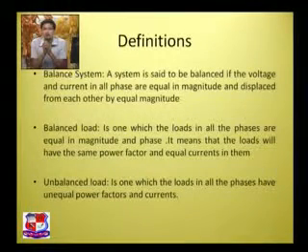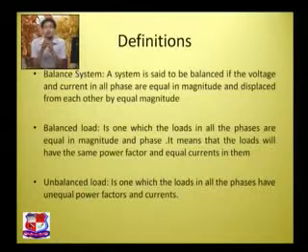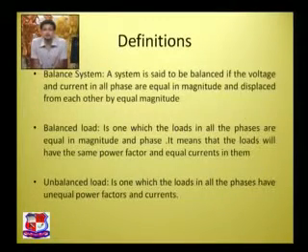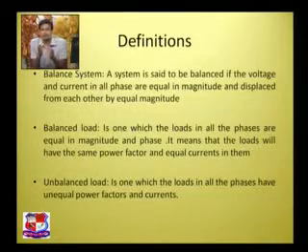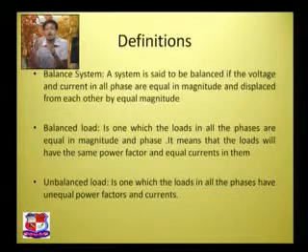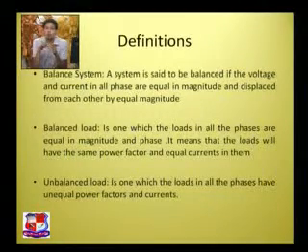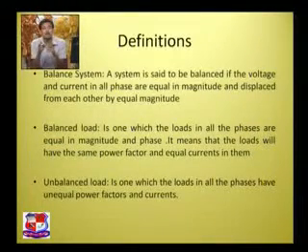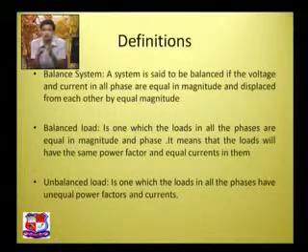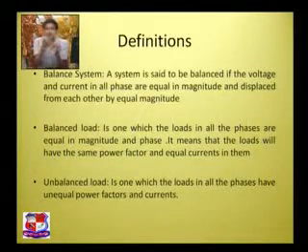Phases are equal in magnitude and displaced from each other by equal magnitude. We call this a balanced system, because the voltage and the current are equal and in phase. We have three conductors, R, Y and B. If the three are 120, 120 and another 120, then the phase difference adds up to 360, the full circle. So 120, 120 and 120.